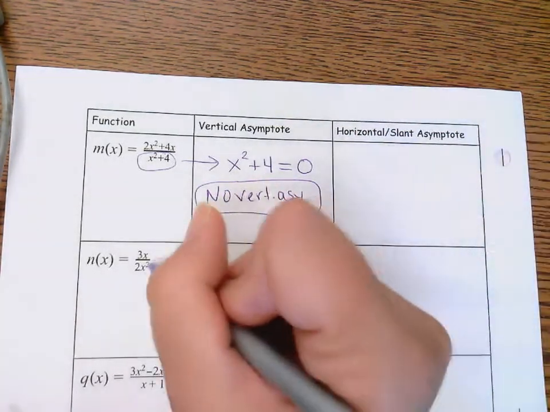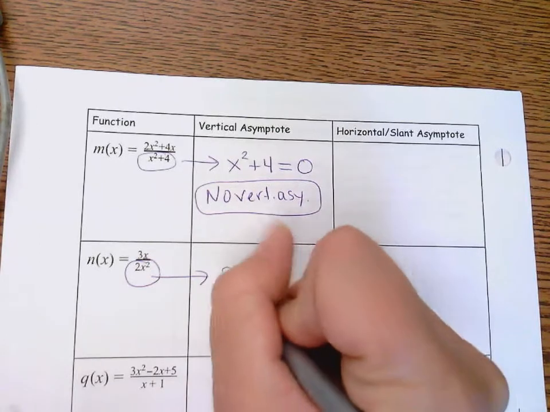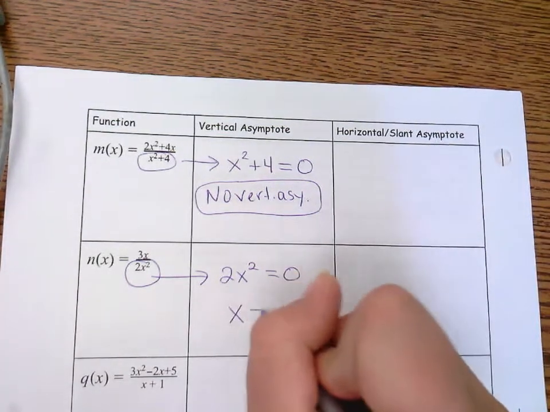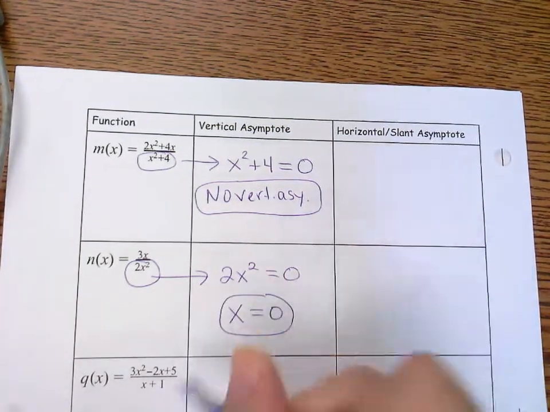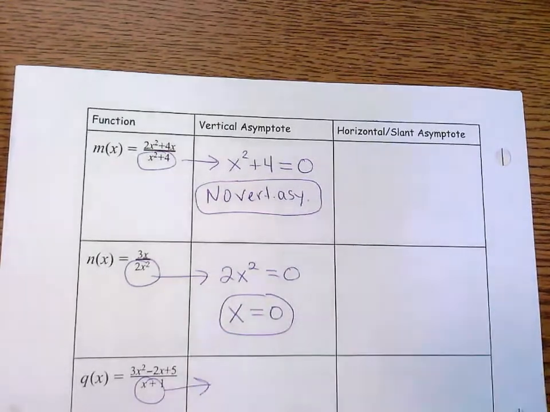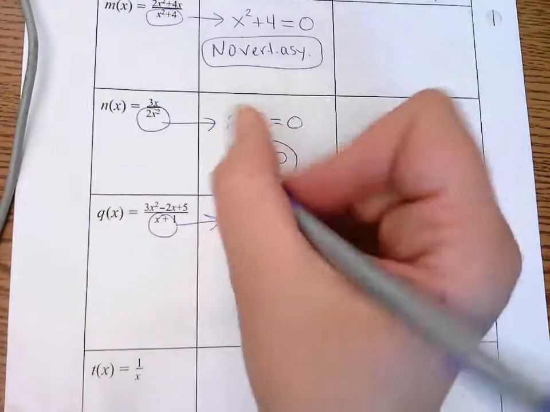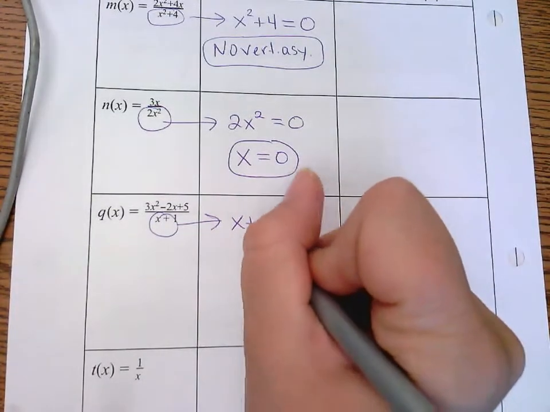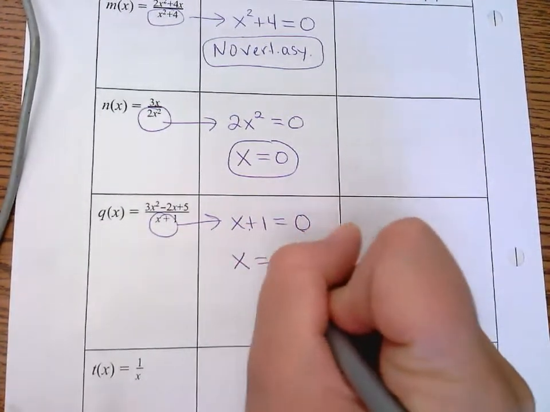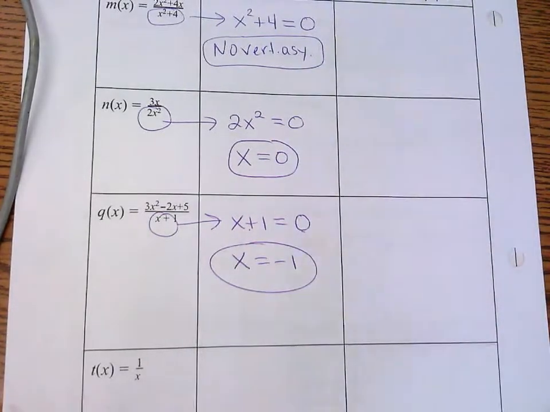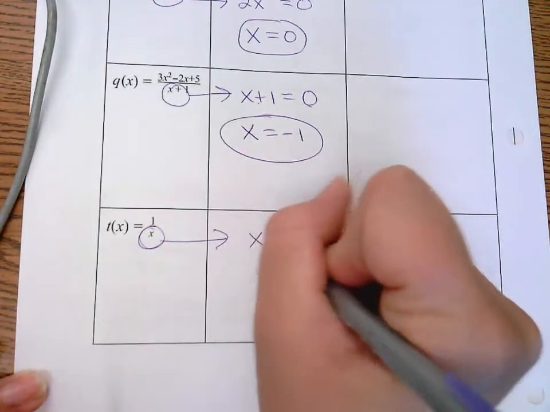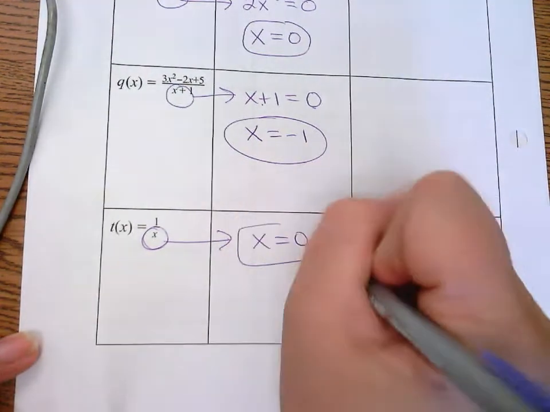All right, where is this denominator, 2x squared, going to equal 0? Divide by 2 on both sides, x would have to be 0. Where would this denominator equal 0? So when will x plus 1 equal 0? Subtract 1 to the other side, x has to be negative 1. And this last problem, when will x be 0? Well, when x is 0.